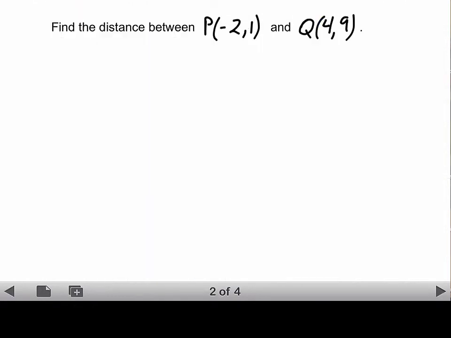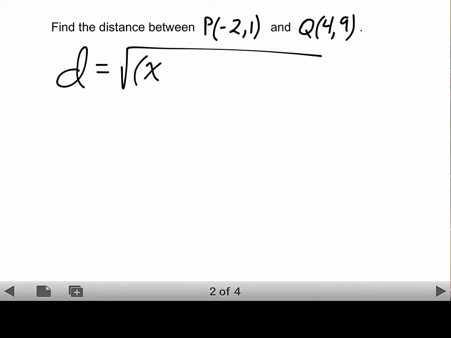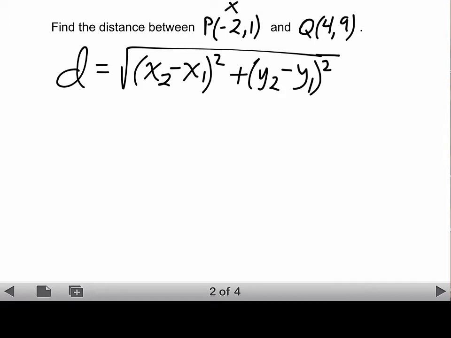Let's look at our first example. Here we're asked to find the distance between 2 points P and Q. P is (negative 2, 1), and Q is (4, 9). So it's a good idea to write down the formula whenever you need it. It reinforces memorization. So d is equal to the square root of (x2 minus x1) quantity squared, plus (y2 minus y1) quantity squared. We'll label negative 2 as x1 and 4 as x2, and then 1 is y1 and 9 is y2.